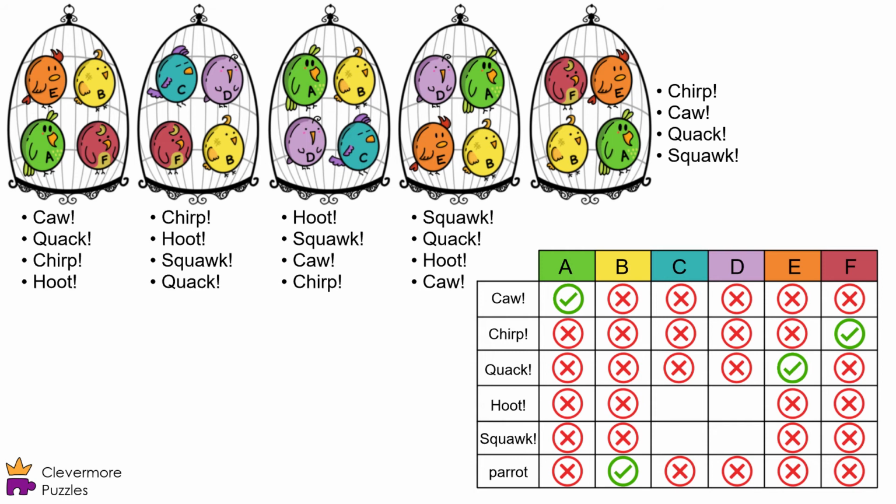We can see those last 2 calls, hoot and squawk, appear in the first and last cages even though C and D are both absent from them. So those 2 calls must be coming from those cages' parrots. The parrot in the first cage could be mimicking either C or D, since they're both in the adjacent cage, but the parrot in the last cage must be mimicking the adjacent D bird. So now we know D is the squawk songbird, and by process of elimination, C is the hoot songbird.